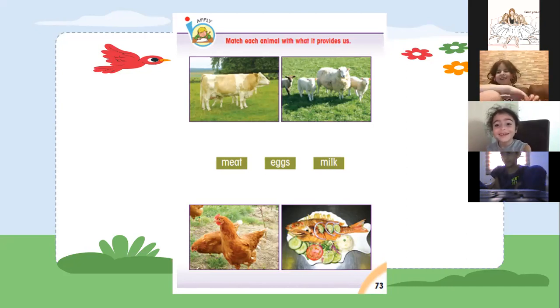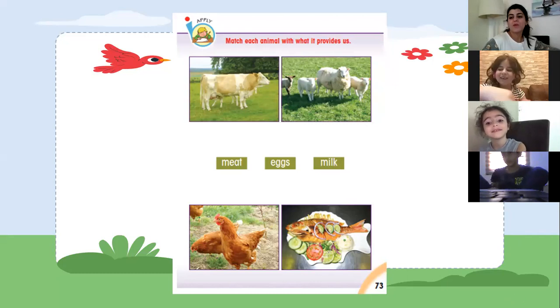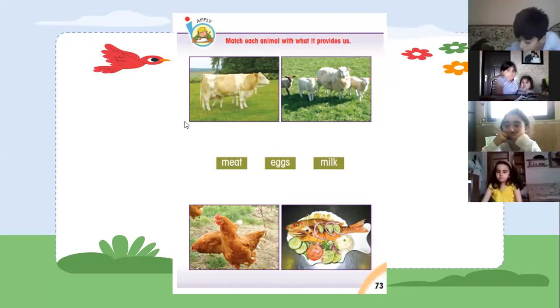You have to tell us if it's a reptile or a mammal. It's a mammal. Why is it a mammal? Because it breathes with its lungs, and it has fur and so on.